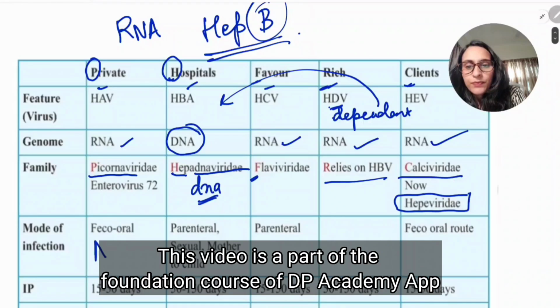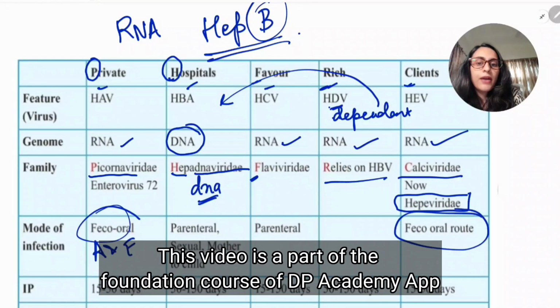A and E are the ones with fecal-oral route transmission. Apart from that, all are transmitted by the parenteral route, or by vertical transmission from mother to child. For example, B has vertical transmission from mother to child, or there can be sexual transmission or parenteral transmission, that is through the IV route or blood transfusion.